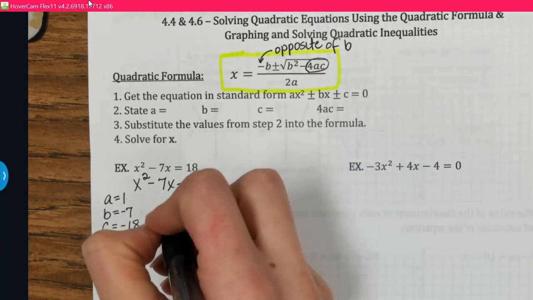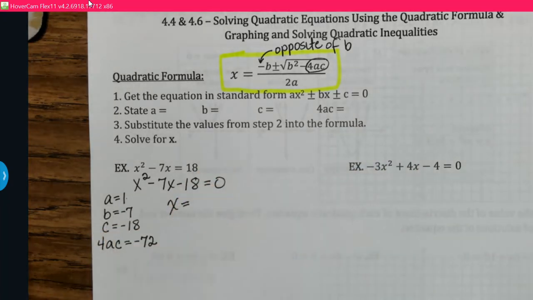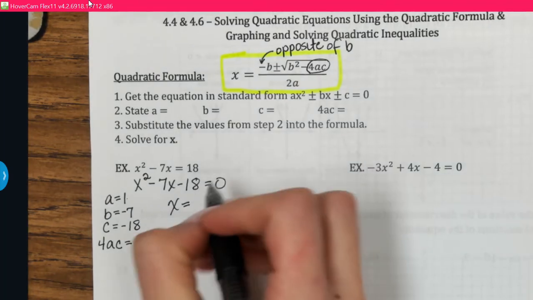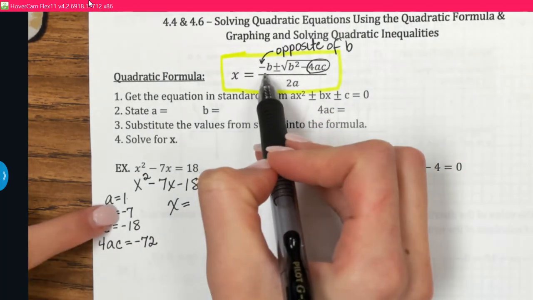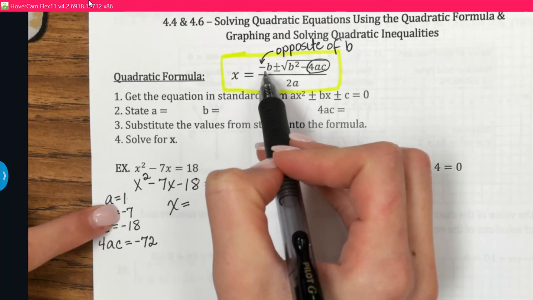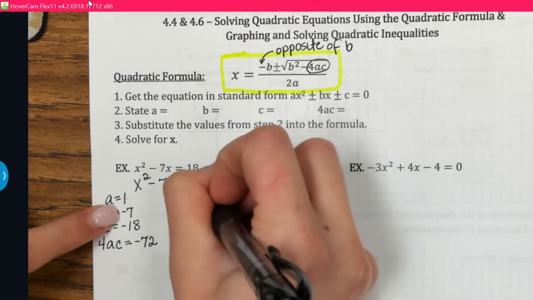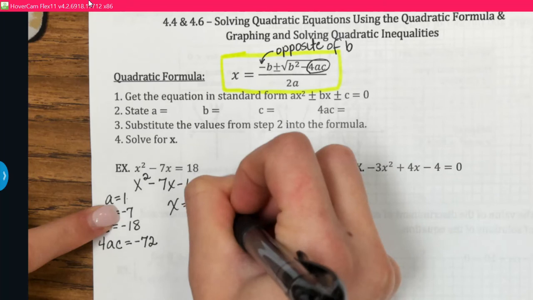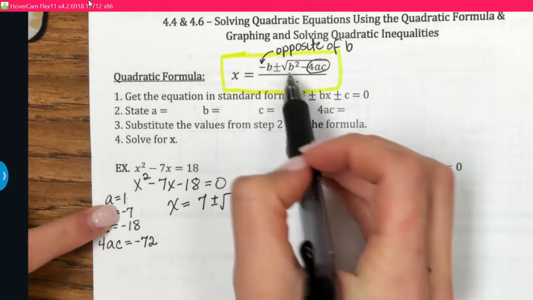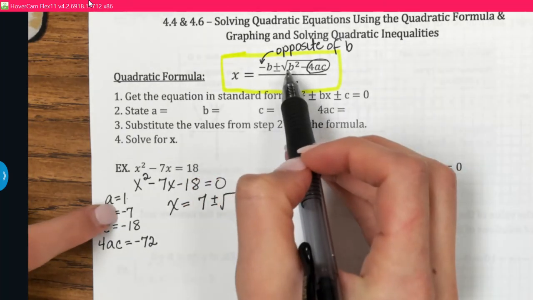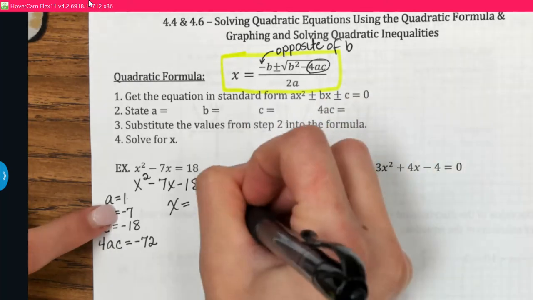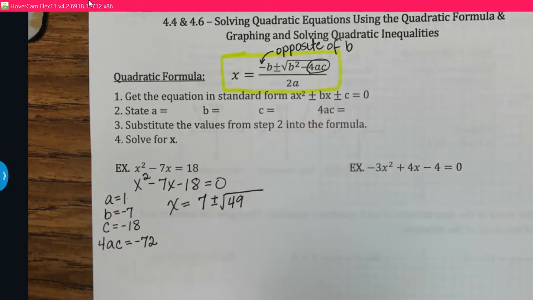So I'm going to have x equals. Now I want that x equals all the way down because it is x equals. Then I'm going to have the opposite of b. Well, b is negative 7. So what's the opposite of that? Just 7. Plus or minus the square root of. Now I'm taking b squared. What is negative 7 squared? 49. Now I'm squaring it, so it should always be positive.